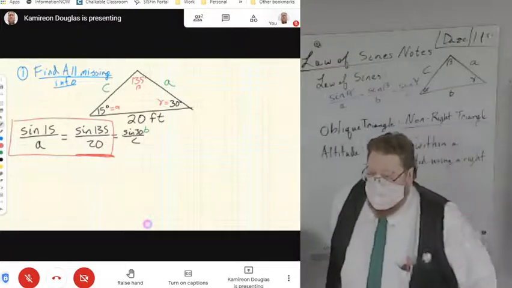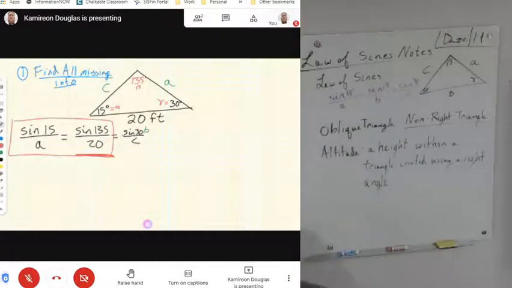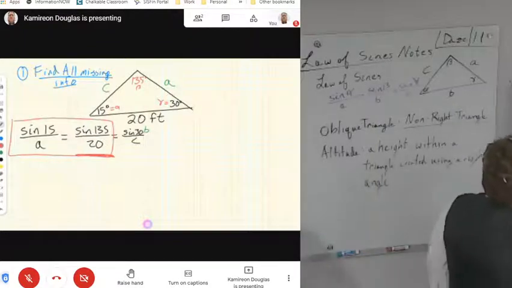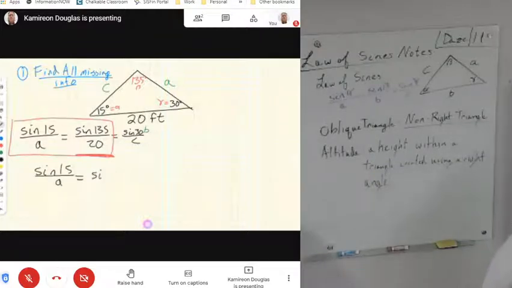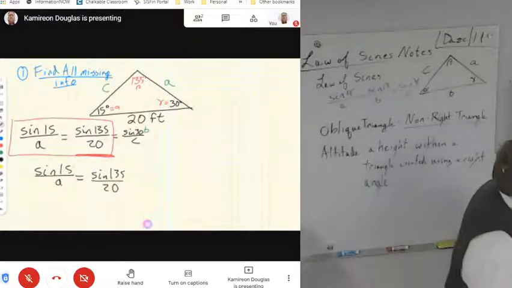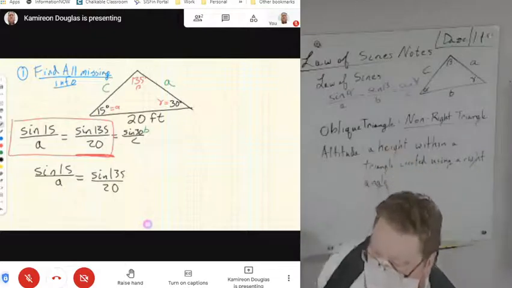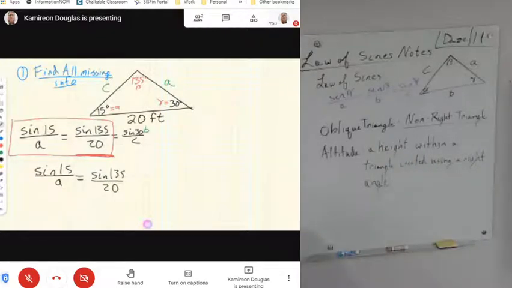That third fraction, I'm just going to ignore it because it's not necessary to solve. In algebra, we only deal with one equal sign at a time. That second equal sign, we're just going to drop and come back to it later. So right now I have sine of 15 over A equals sine of 135 over 20. Sine of 15 is a number. It's a calculator problem. Sine of 135 is either a calculator problem or a unit circle problem.